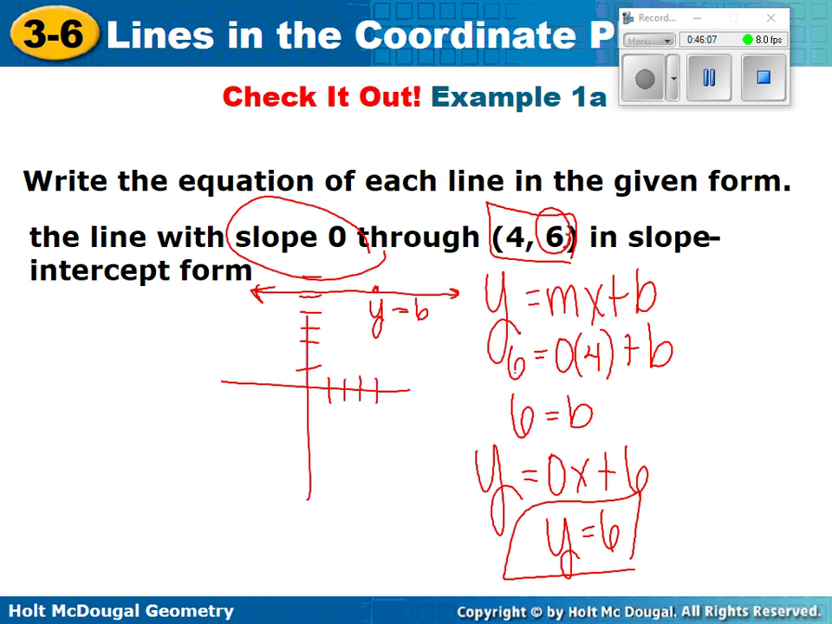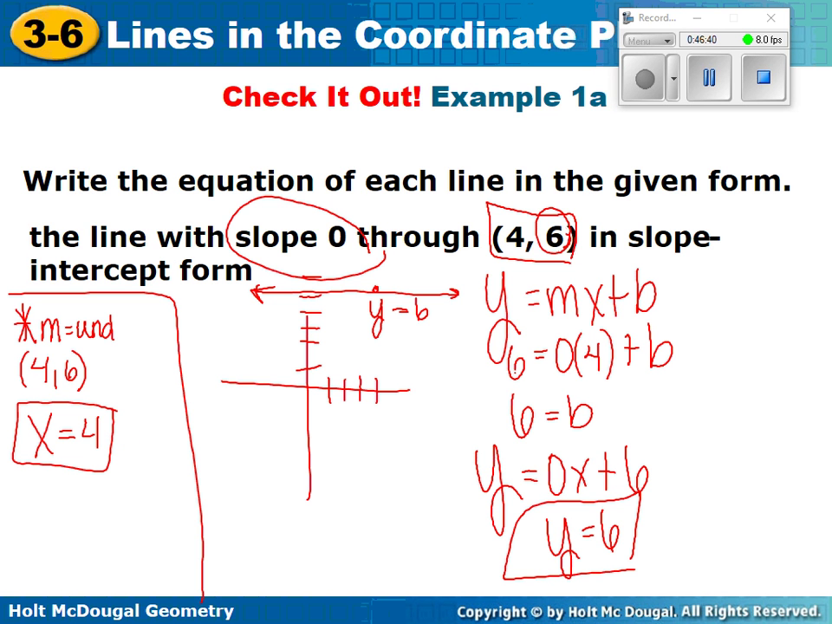You could, as long as it was still in slope-intercept form by the end, yes. What if, I'm going to ask you to add here real quick, what if it had said, write the equation of the line in the given form if the slope was undefined? So make a little note over to the side, and it passed through (4, 6). Without showing any work, what should be the equation of that line? X equals, and what is the x value that it's going to pass through? 4. So it should be a super quick answer, where you don't have to show any work.